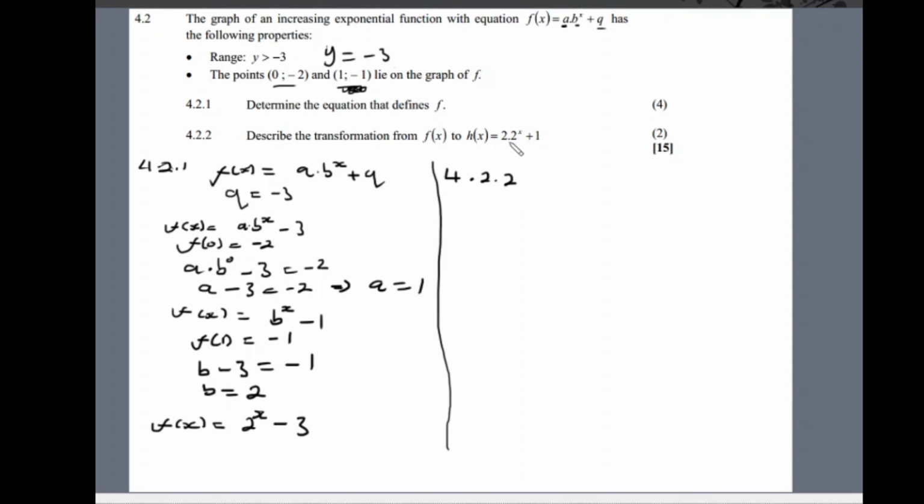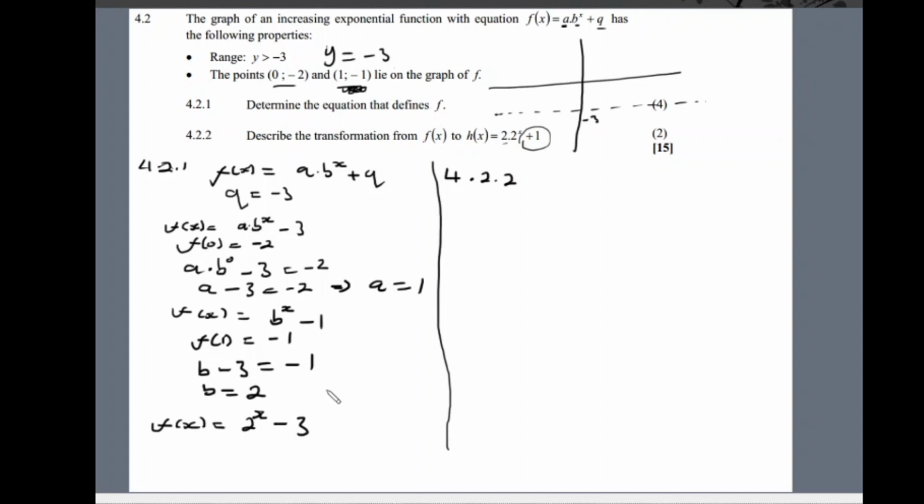So 4.2.2, they want us to describe the transformation from f of x to h of x, where h of x is the function 2 times 2 to the power 2x plus 1, right? Now let us start with the value of the asymptote, or the value of q. Okay, let us have a smaller sketch here, right? So now our function f has an asymptote at y equals to -3, right? So our asymptote is somewhere here, -3, right?